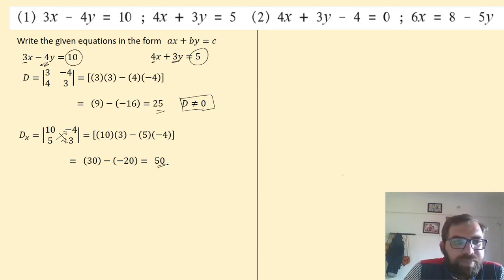and that's going to give you the answer, equal to 50. We know that once we get dx, we should get dy. How do we get dy? By replacing the column of coefficients of y in d by the column of constants.